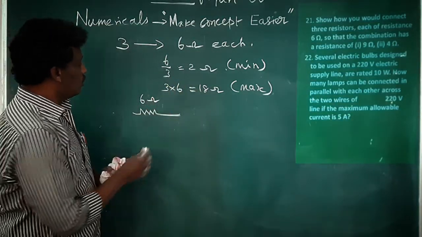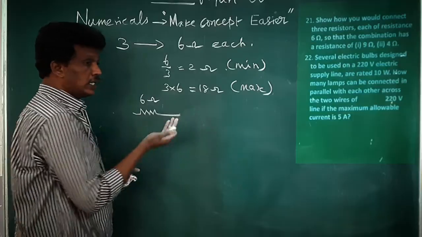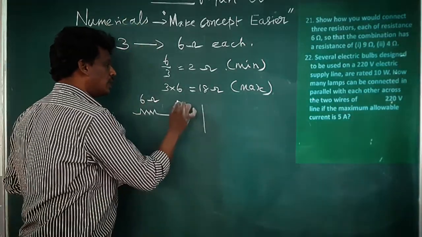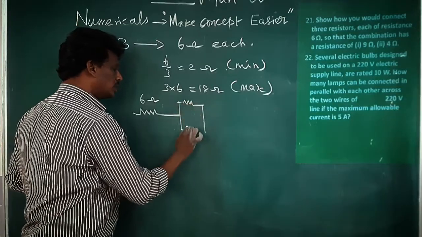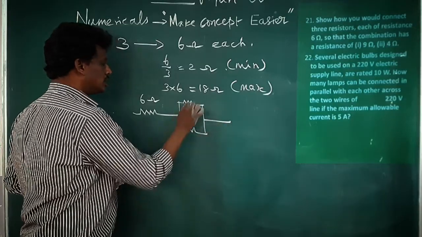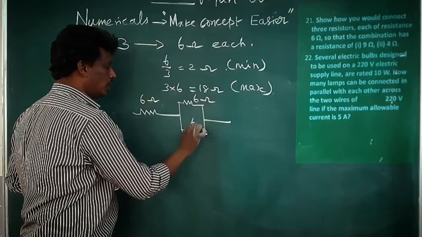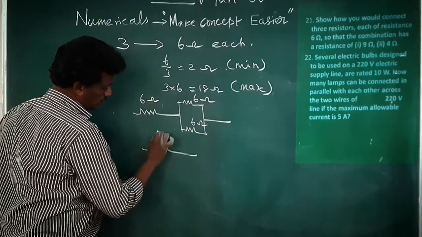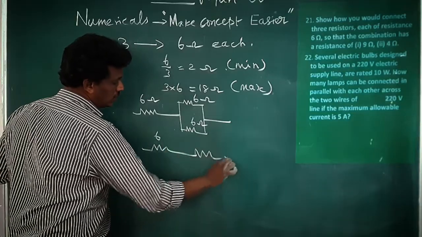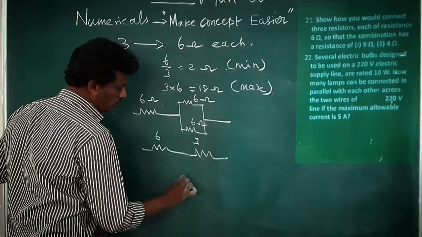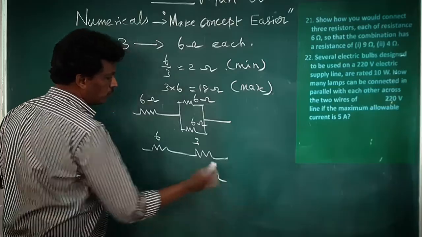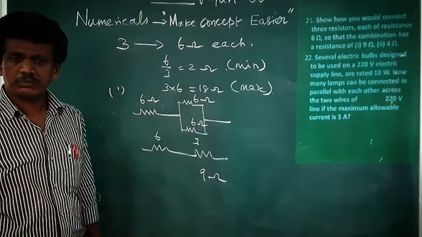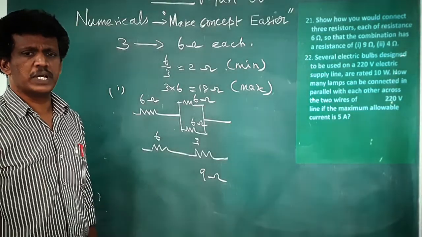If you want to get 3 ohm, only 2 resistors, because series will increase the value. So which one will decrease? Parallel combination. So here you put one resistor, this is another resistor. What is that? 6 ohm. Here 6 ohm. So what are you getting here? 6 ohm. Here how much? 3 ohm. So what will be the total? 9 ohm. I think the concept is clear to you. This is the first part. Simple, very simple.